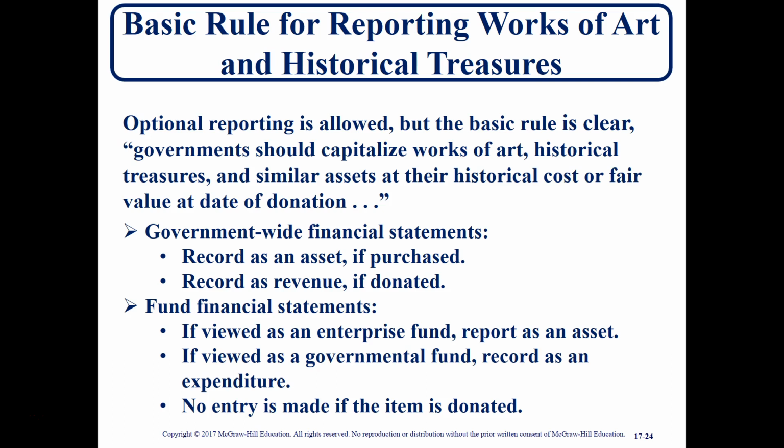And over here we've got optional. Optional reporting is allowed, but the rule is clear. Government should capitalize works of art, historical treasures, and similar assets at their historical cost or fair value at the date of donation. In the government-wide financials, you record it as an asset if purchased, record it as revenue if donated. Fund financials. If viewed as an enterprise fund, report it as an asset. If viewed as a governmental fund, record it as an expenditure. No entry being made if the item is donated.